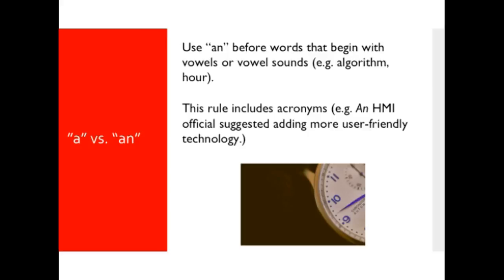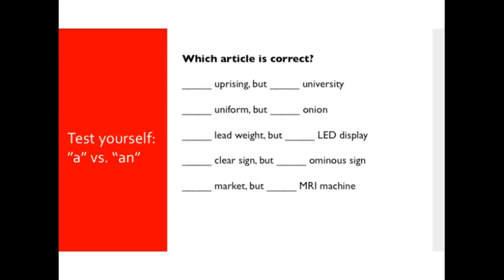So that requires "an." Another example is with acronyms. Oftentimes we have an acronym where the sound or the name of the letter starts with a vowel sound, and so we need "an" versus "a." An example would be: an HMI official suggested adding more user-friendly technology. An LED light, because L, even though it's a consonant, we say it with "el" essentially, phonetically. So just sound it out. That's usually the easiest way to do it.